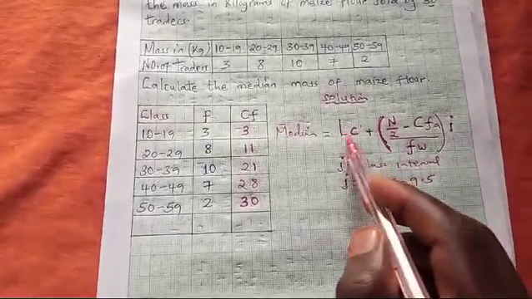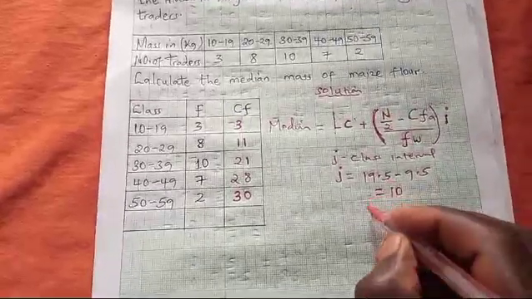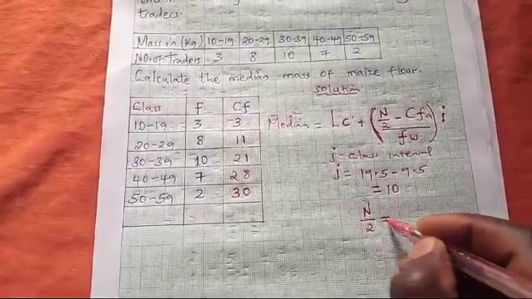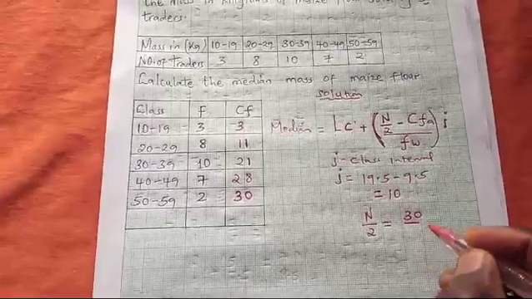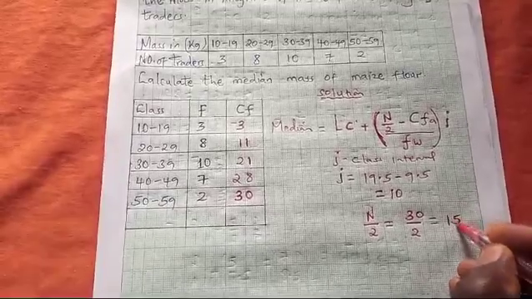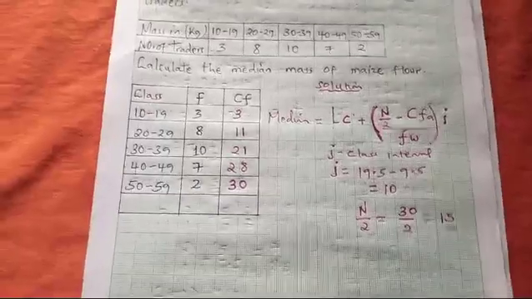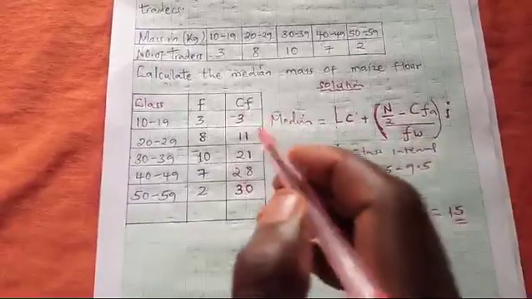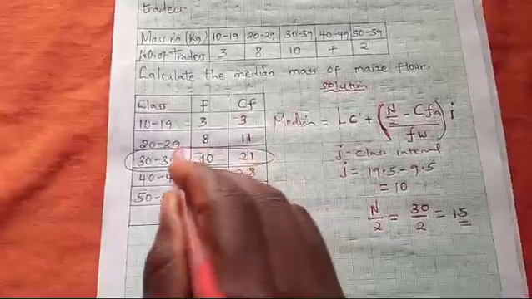Now let us get the lower class limit. Before we do that, we need to get our n over 2. Our n is the total frequency, which is 30. We divide 30 by 2, and this gives us 15. Now we go to our table, under the cumulative frequency, and we try to find 15. You discover that 15 lies in this bracket.